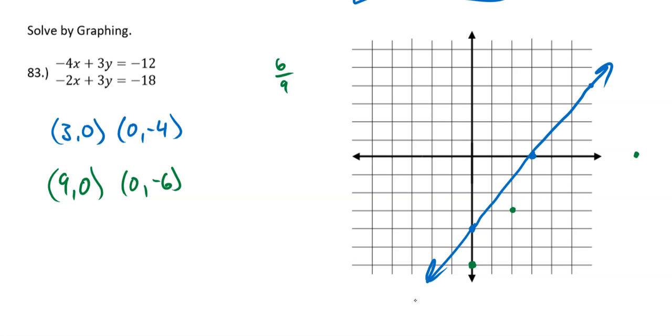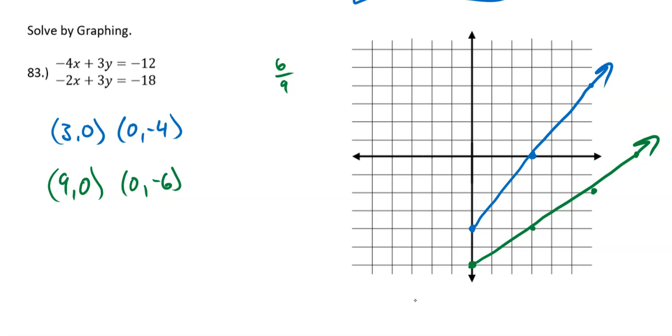I could go up 2 over 3. Counting is very hard. 2 over 3, up 2 over 3. And now I can get a much more accurate depiction of this line. Okay? But now solving by graphing, I need to find out where these intersect. Well, it's over here somewhere. It's off the graph. So I might have to extend this a little bit. Ready? Let's see if we can extend this just a little bit.